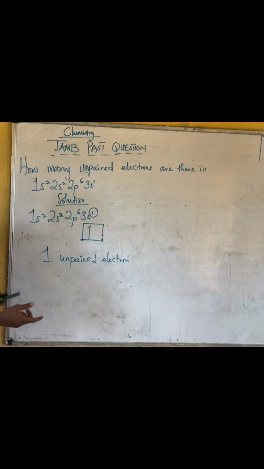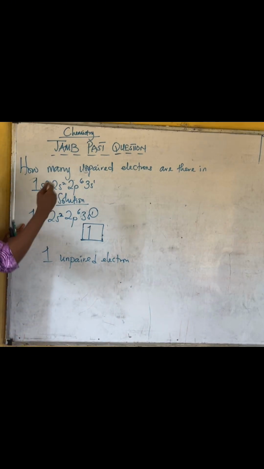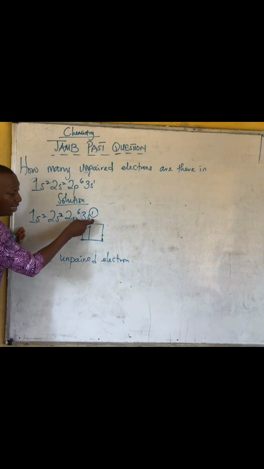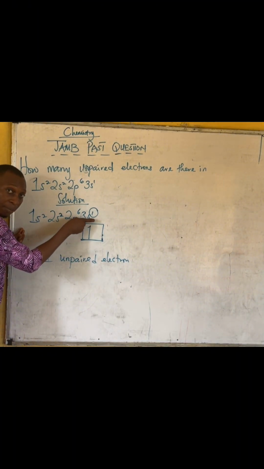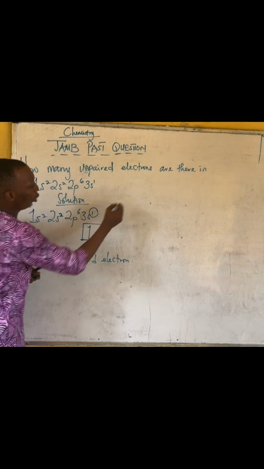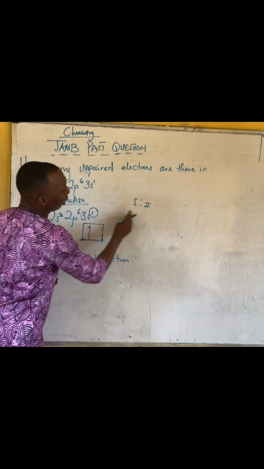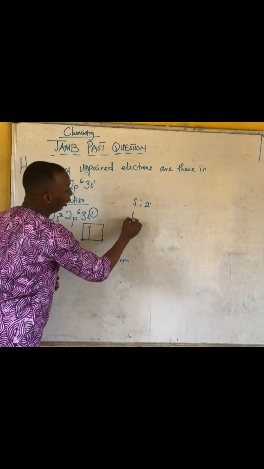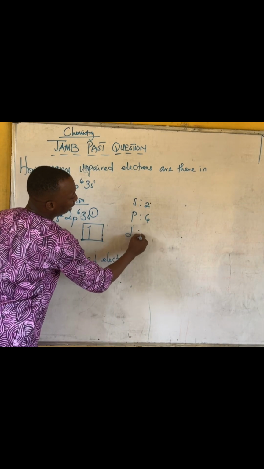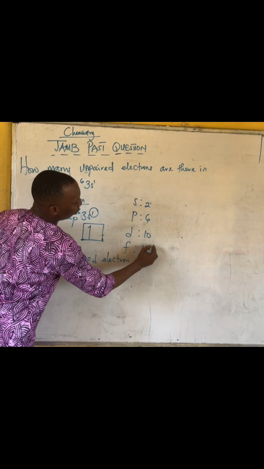The idea is to make reference to which orbital is not completely filled. The only orbital that is not filled here is the s orbital, this 3s here. Now definitely don't forget, I said the maximum number of electrons the s orbital can take is 2. The p can take 6. The d is 10. The f is 14.